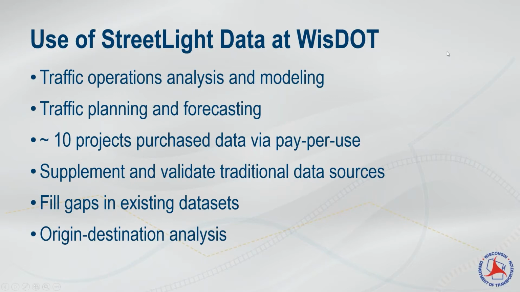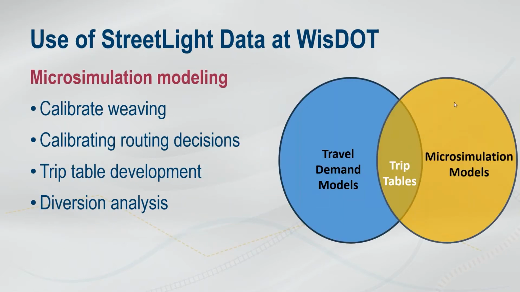The primary type of data that's being pulled is origin destination data, and it's being used in both microsimulation models and travel demand models. So more specifically for microsimulation modeling, we've used StreetLight data to help calibrate weave maneuvers by looking at ODs for adjacent interchanges. We've used StreetLight data to help with calibrating routing decisions. We've used StreetLight data to help with developing trip tables and also for diversion analysis.